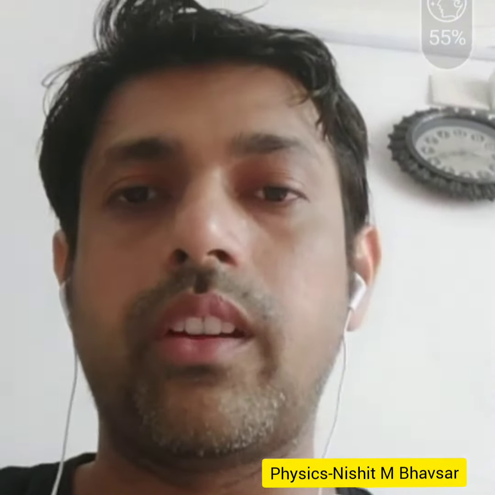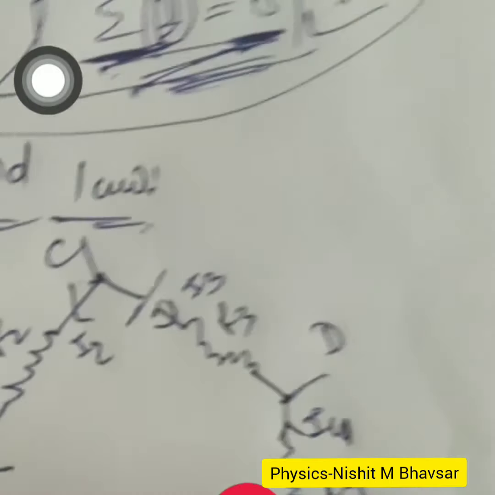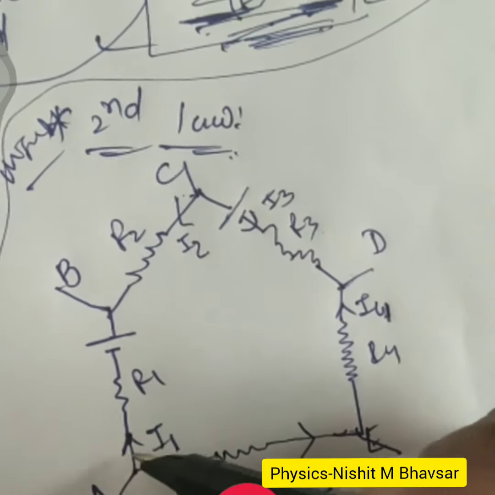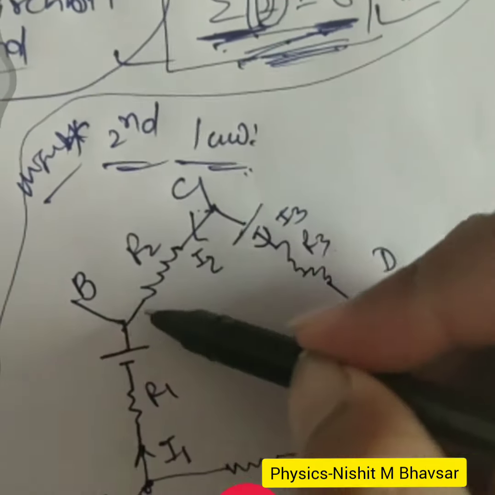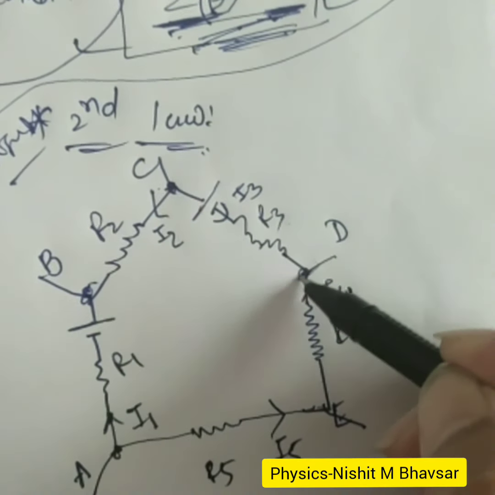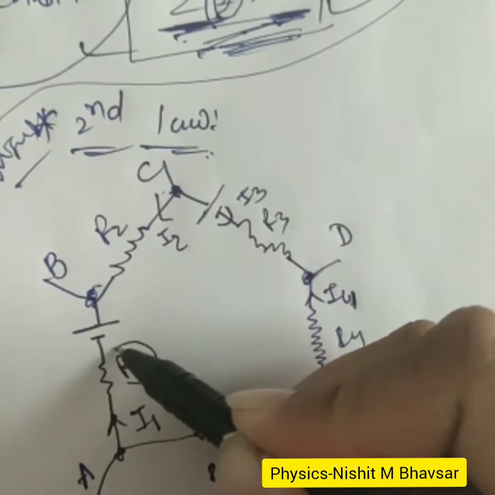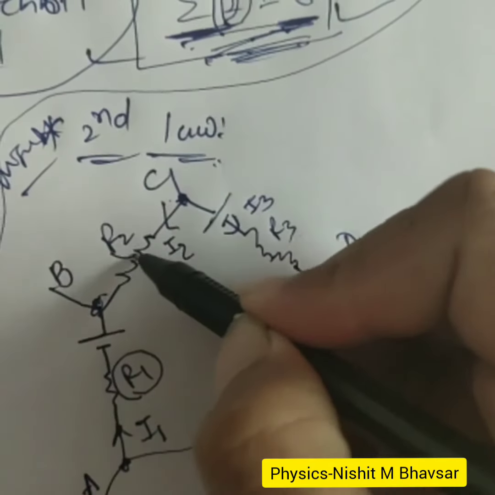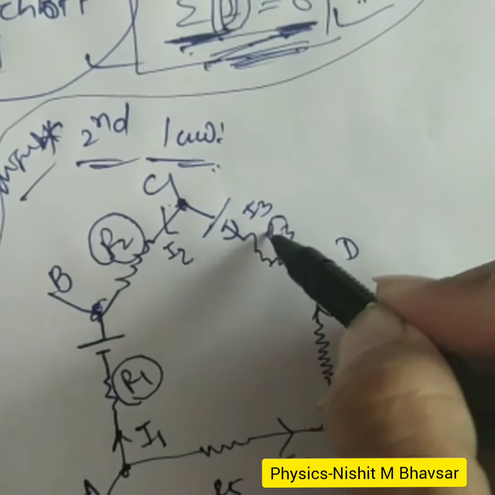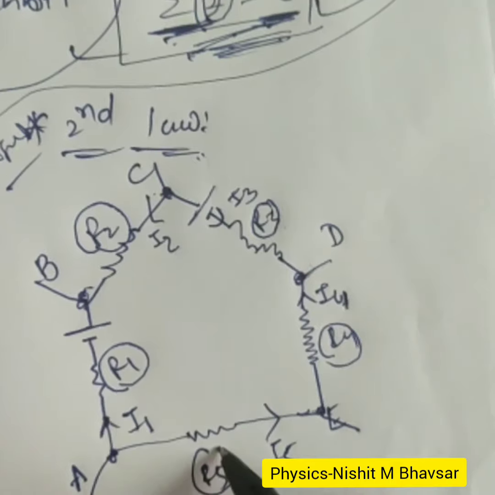Kirchhoff's second law. It is called Loop's law. Now we have a circuit. It has points A, B, C, D, and E. We have five resistances over here: R1, R2, R3, R4, and R5.